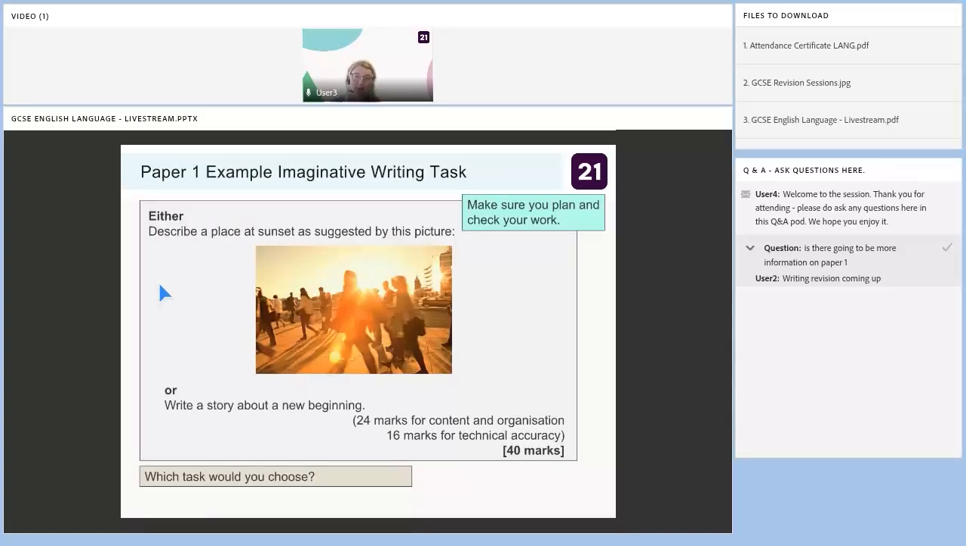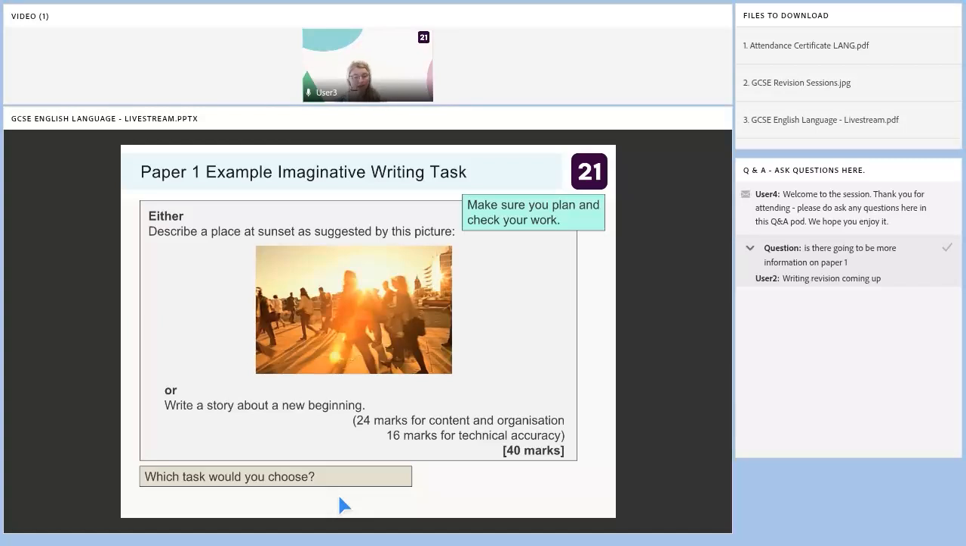So here's an example of a paper 1 writing task, and Shamima will show you a paper 2 task in a few minutes. So this one has got 2 choices. You can describe a place at sunset, or you can write a story about a new beginning. So very open, very creative, very imaginative. Think about which task you would choose. You can let us know, or you can just think about it in your head.